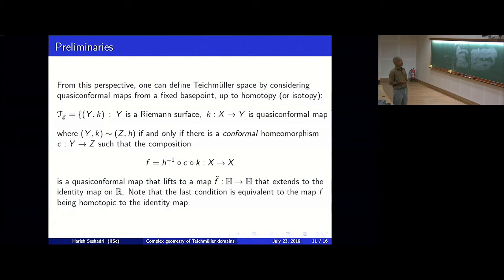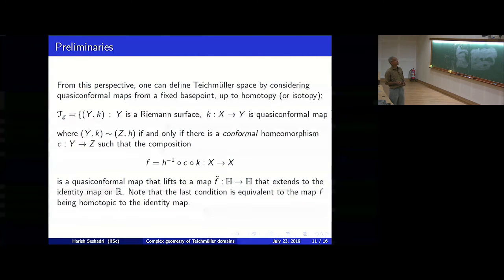So you have not only another complex structure, you have a specific map. This pair is called a marked Riemann surface, and then you declare two such pairs to be equivalent if and only if there's a conformal homeomorphism, in other words, a biholomorphism from Y to Z, so that this composition, forget this lift and so on, should be homotopic to the identity map. Now, why do we make a fuss about this homotopic to identity map or not? We get a natural action actually.